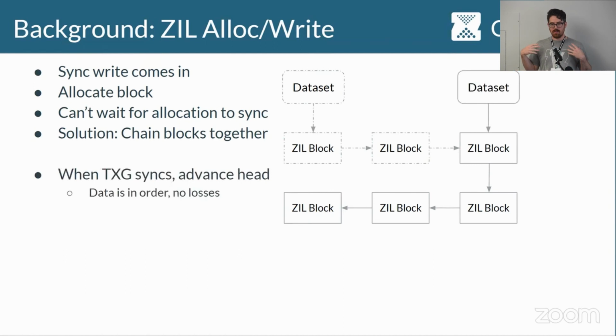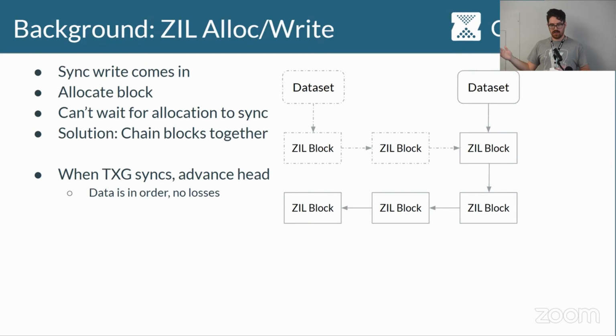And then after you've done this sort of ZIL allocation and written the data into it, when the transaction group with that data does sync out, we advance the head of the ZIL chain. So we move the pointer in the file system from the first block to a later block once all of the data before that block has synced out.